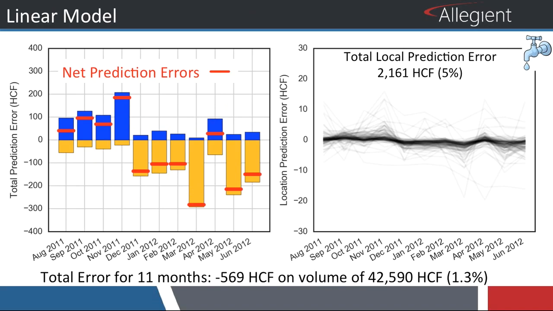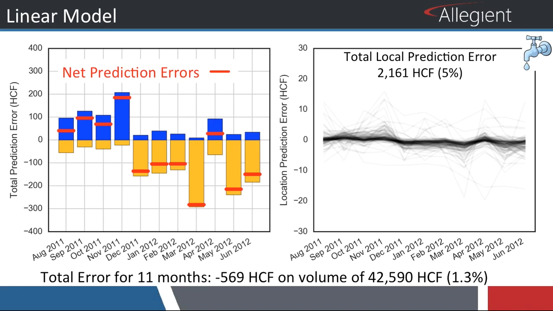The next step is to do a slightly more complicated linear model, where I not only take into account last year's number, but also last month's number. I also do a running average from the last few years, and a running average from the last few months. I put all those together and do a simple linear regression, and I get slightly better predictions. My total error is down from about 800 to about 600 HCF.